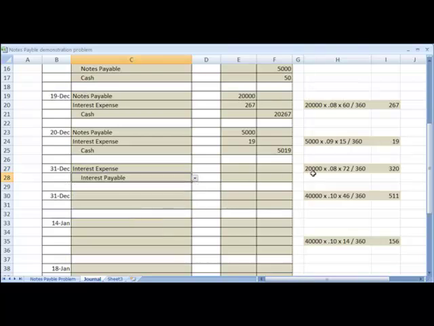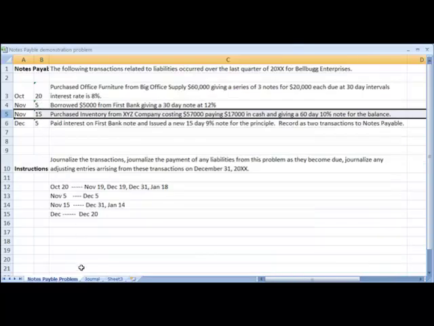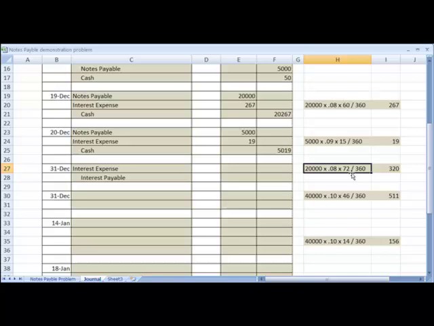And here's the way we calculate it. The face amount of the note is $20,000. The interest rate is 8%. And from the time it was issued, which was right here, October 20th, until the end of the year, December 31st, is 72 days. So 20,000 times 8% times 72 days divided by 360 shows us that we have $320 worth of interest expense that's accrued on that particular note, and a liability that we will have interest payable in the future for that particular note.